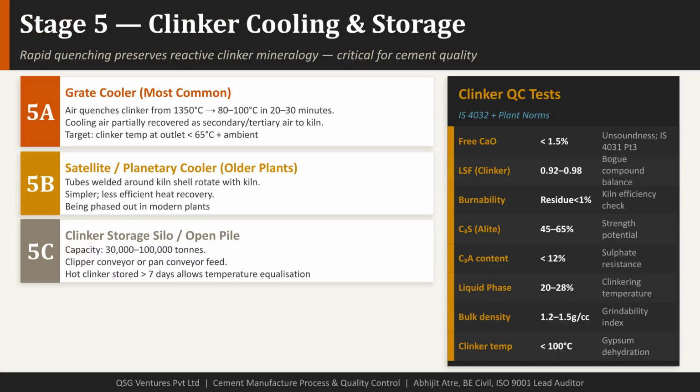Stage 5 involves clinker cooling and storage. Rapid quenching in a grate cooler is critical to preserving the clinker's reactive mineralogy. Satellite or planetary coolers are found in older plants. Clinker is then stored in silos or open piles, often for over 7 days, to allow temperature equalization. QC tests focus on free CaO, LSF, burnability, compound composition, bulk density, and clinker temperature.